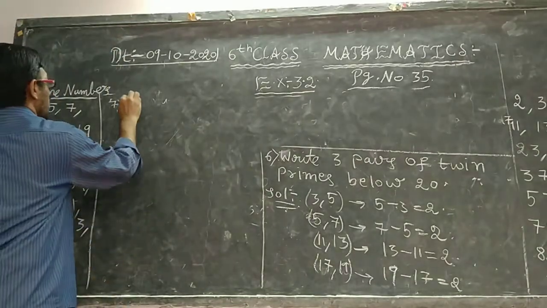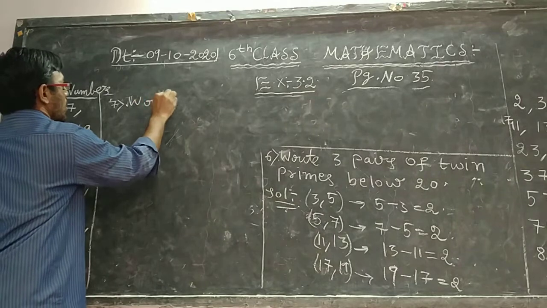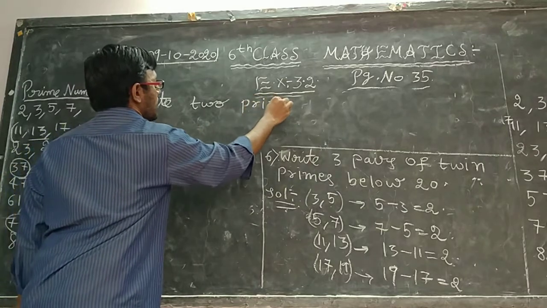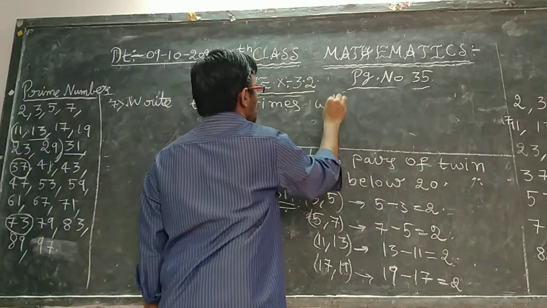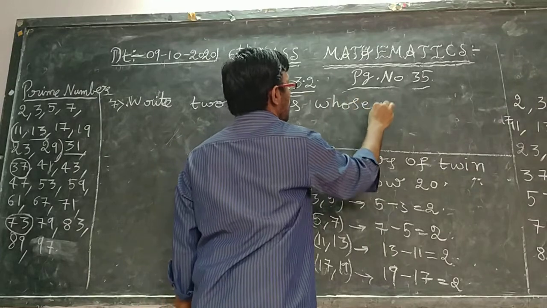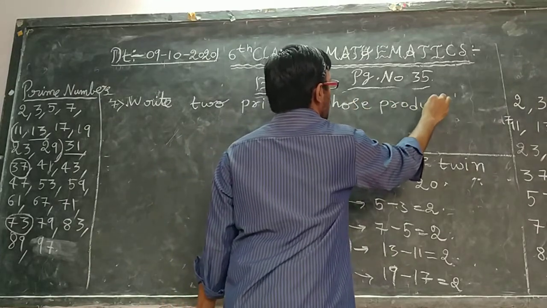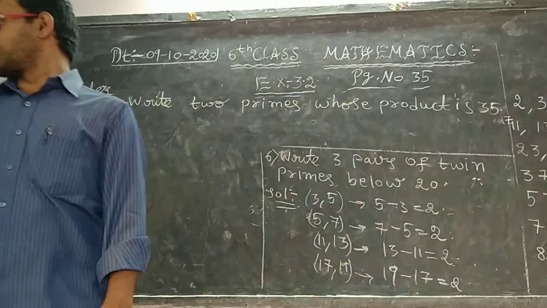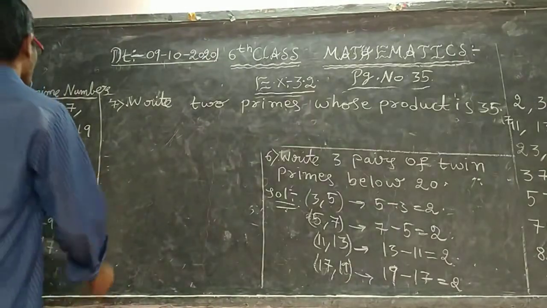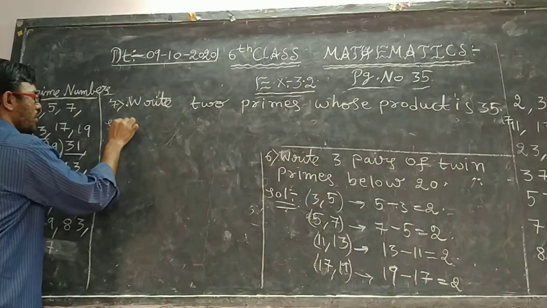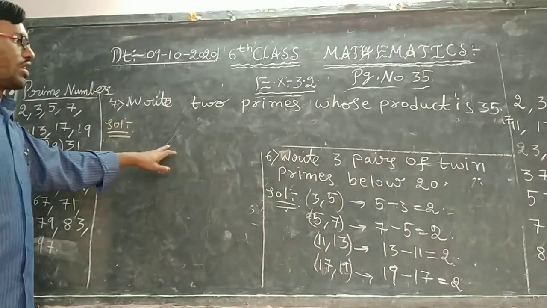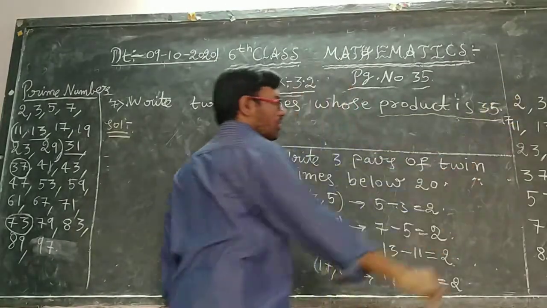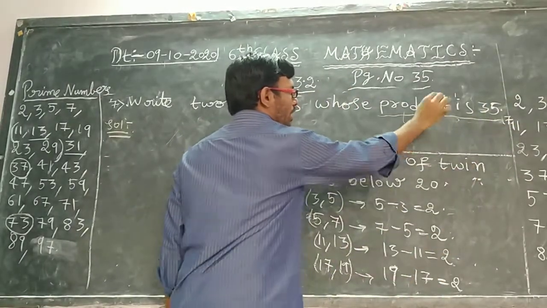Write 2 primes whose product is 35. Whose product is 35. So any 2 prime numbers you are supposed to take, children. Any two prime numbers, so that the product of the prime numbers should be 35. Product here means multiplication.